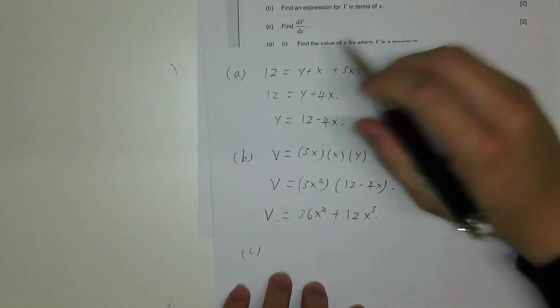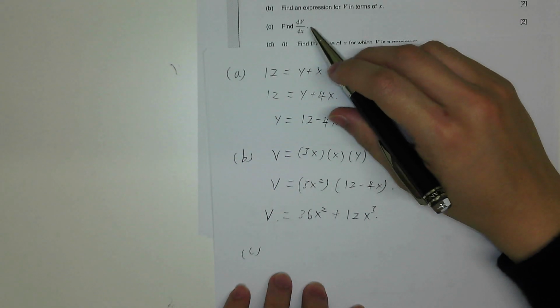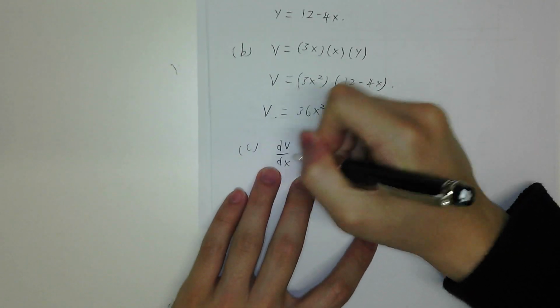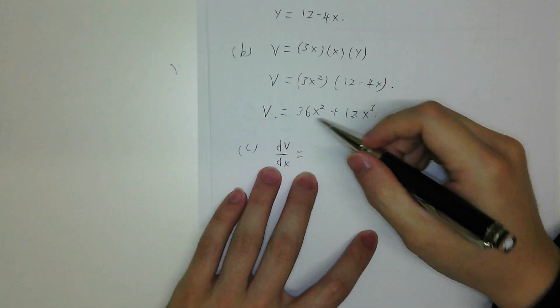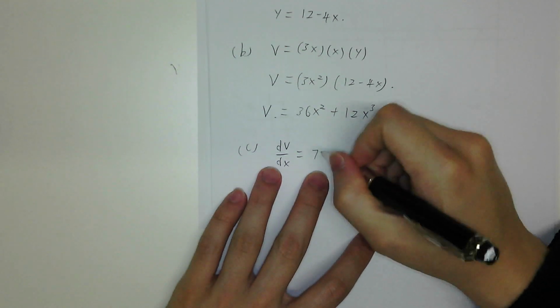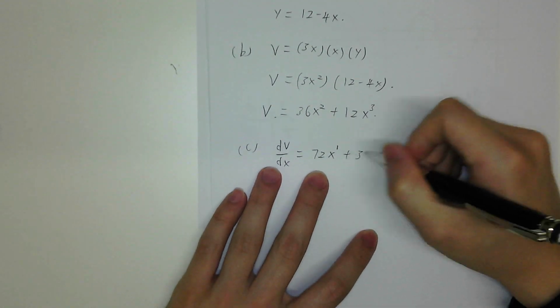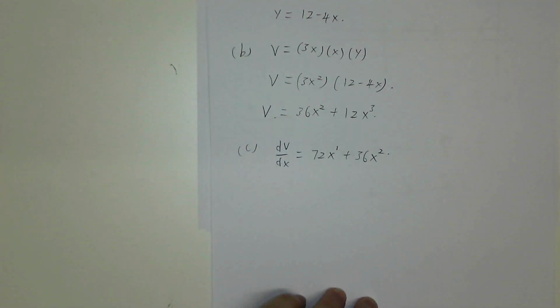Part C. Find dV/dx. So find the derivative of the volume function. So differentiation. Put the power down. So 72x to the power 1, plus 36x squared.